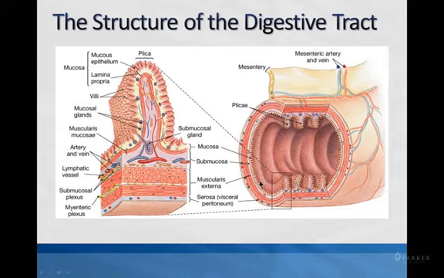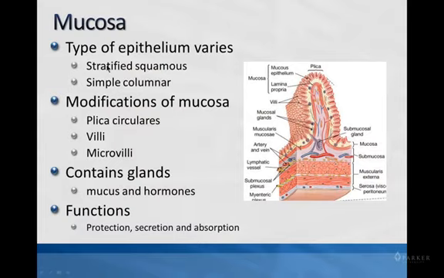It has epithelial tissue associated with it, but the type of epithelial tissue will differ depending on what part of the GI tract you're in. So we have things like stratified squamous epithelium. That would be in places like the oral cavity, the pharynx, and the esophagus. Because it's stratified squamous, you have multiple layers. If you have a part that gets a lot of wear and tear, you want multiple layers.